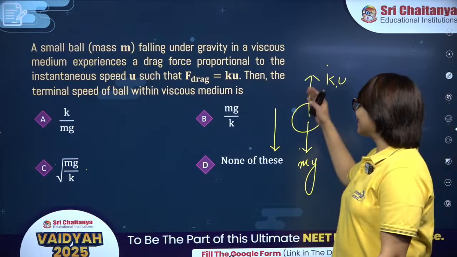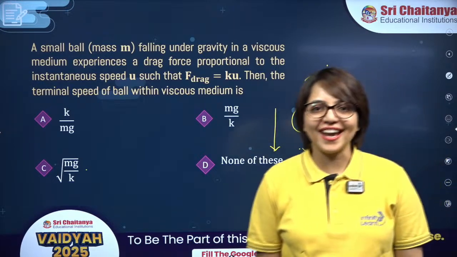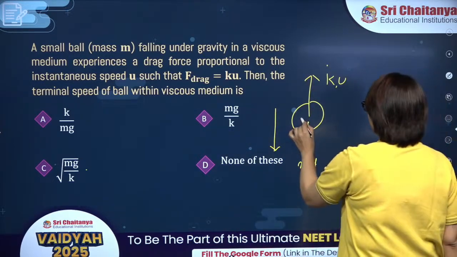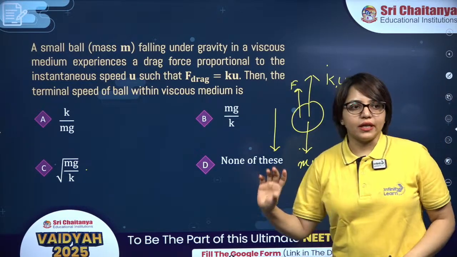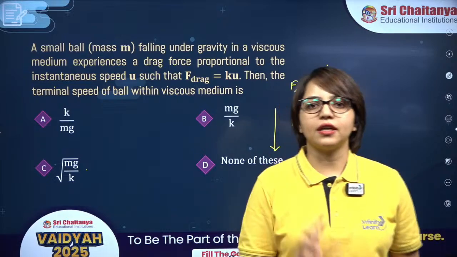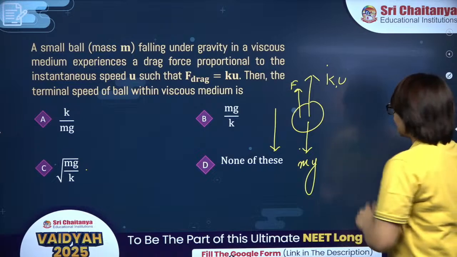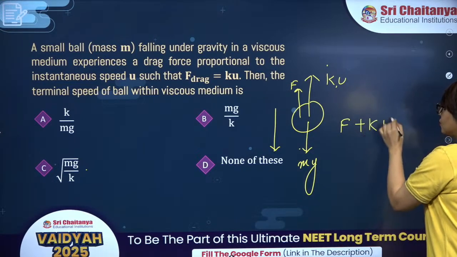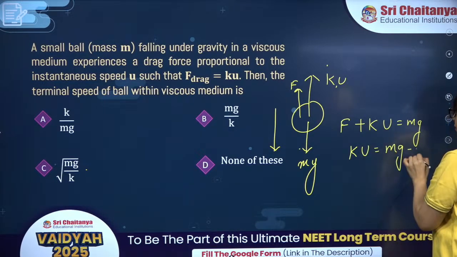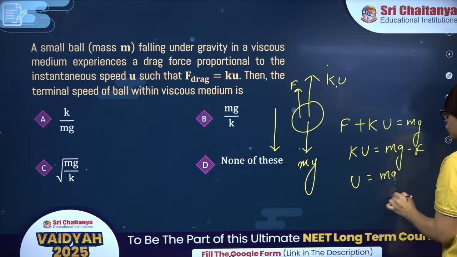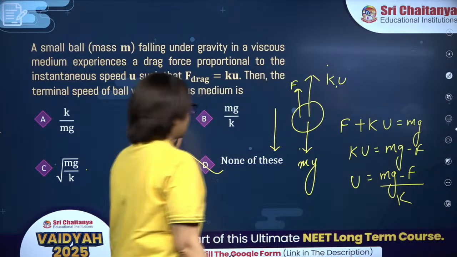Can you tell me? This is going inside a viscous medium. Yes, upthrust will be there. So upthrust is, let's say, F. When the ball achieves terminal velocity, its acceleration is 0. That means the upward forces balance the downward force. Okay? So F plus Ku should balance mg. So Ku should be mg minus F and U should be mg minus F divided by K. So this should be the terminal velocity, which is none of these.